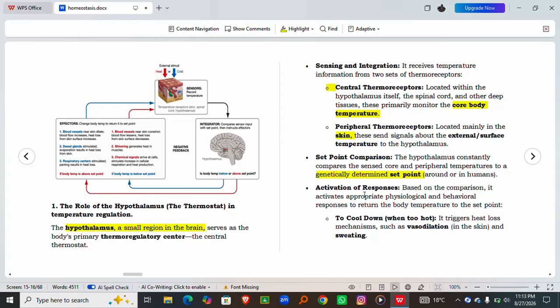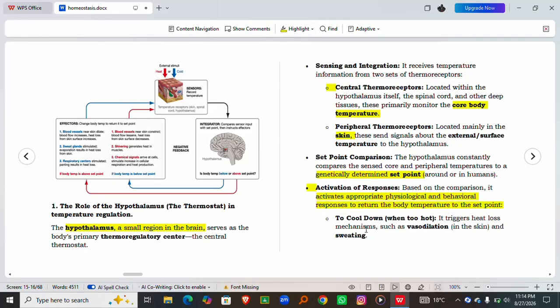So what happens next is that it is going to activate the responses. Based on the comparison with the normal set point, it will determine that this temperature is higher than normal, or this temperature is lower than normal. So it is going to activate appropriate physiological and behavioral responses so that the body temperature returns back to the normal set point. That is what the hypothalamus is going to help us to do.